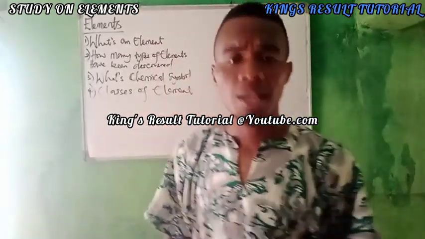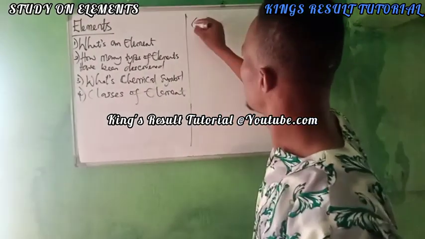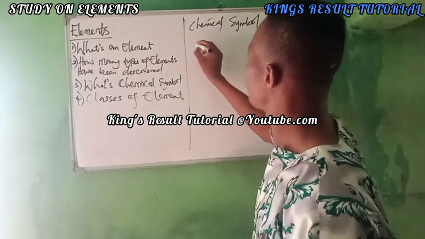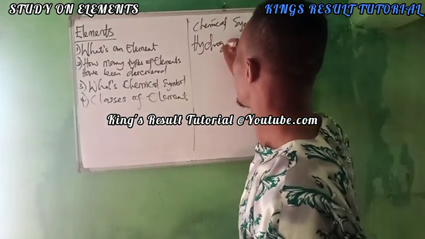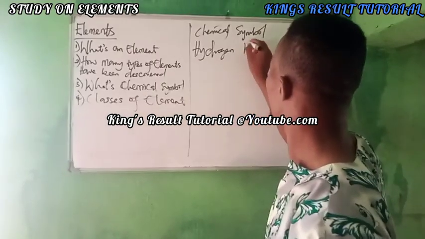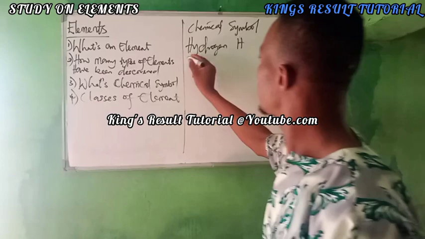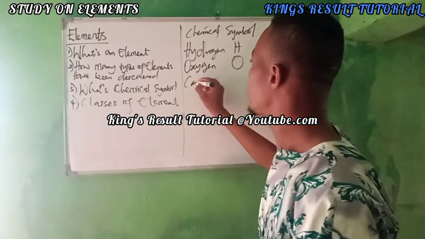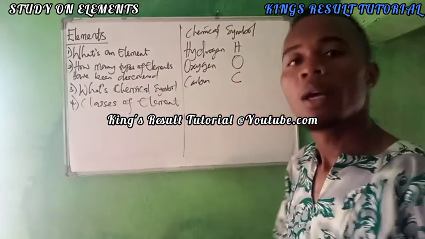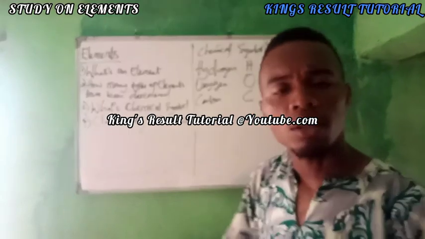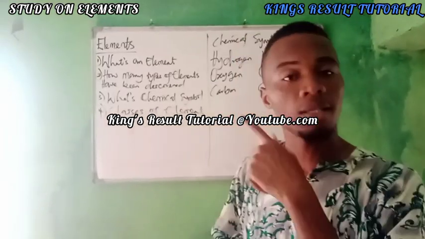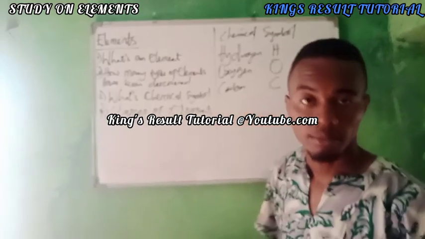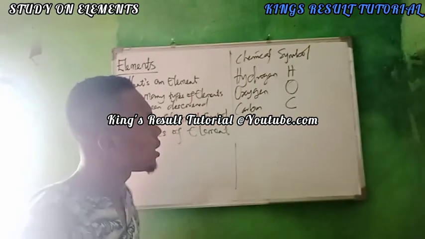So for instance, under chemical symbol, if you have something like hydrogen, the initial for hydrogen is H. Then oxygen is O. Then carbon is C. Now, it's not only the carbon element that has C in its spelling. We have other ones like chlorine.